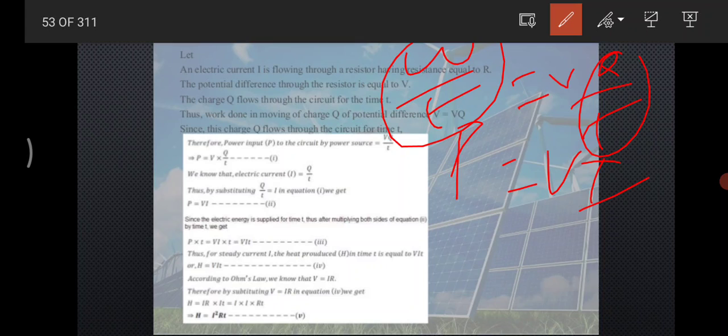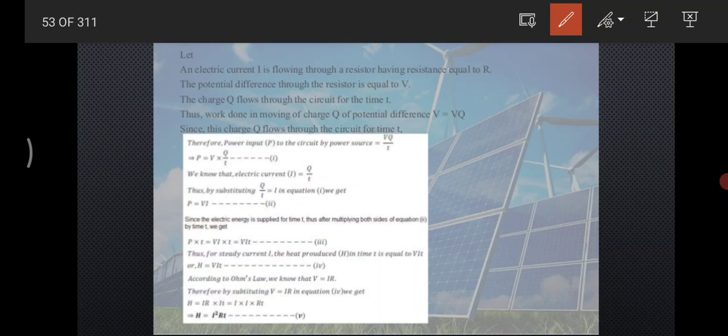In place of Q by T, we are just replacing V into I. That's what we have written here. So that is called power. Power means the rate of consumption of energy, you can say.